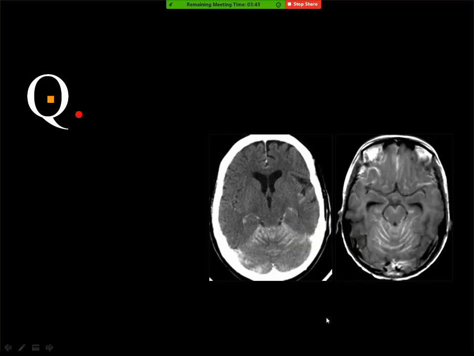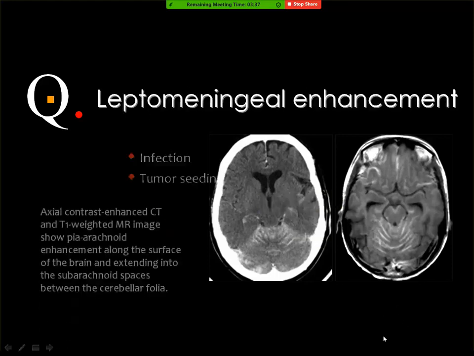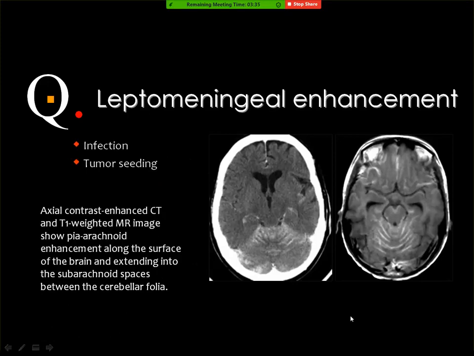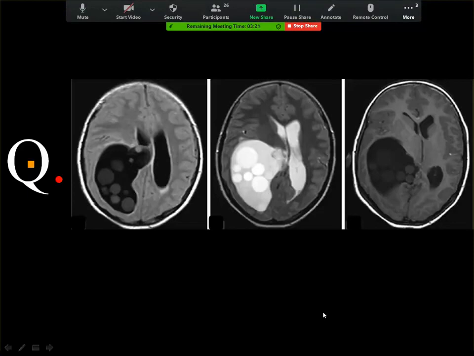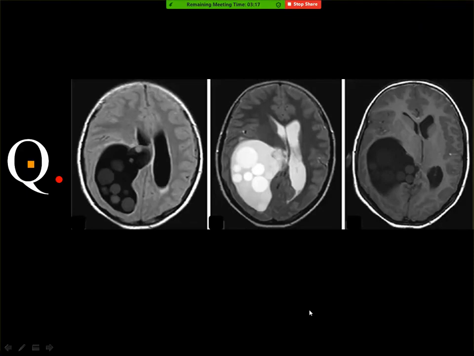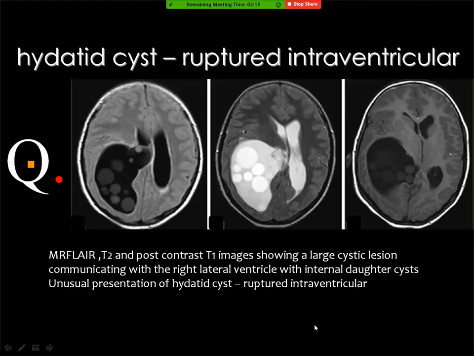These scans are with contrast. This is a brain with contrast, and meningitis, yes, and this is leptomeningeal disease. Differential diagnosis: infection and tumor. In the infection, you consider TB and sarcoid. In the tumor, you consider metastasis. It's very good. Hydatid cyst. Yes, hydatid cyst is a presentation.